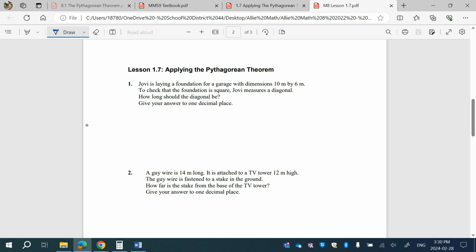So we have a garage. It is 6 meters by 10 meters. And to figure out if this is going to be a square, he measures this diagonal. How long does this diagonal need to be to make sure that this is a square right there? Okay, so let's see. This means we're solving for a hypotenuse. So we have 6 squared plus 10 squared equals c squared.